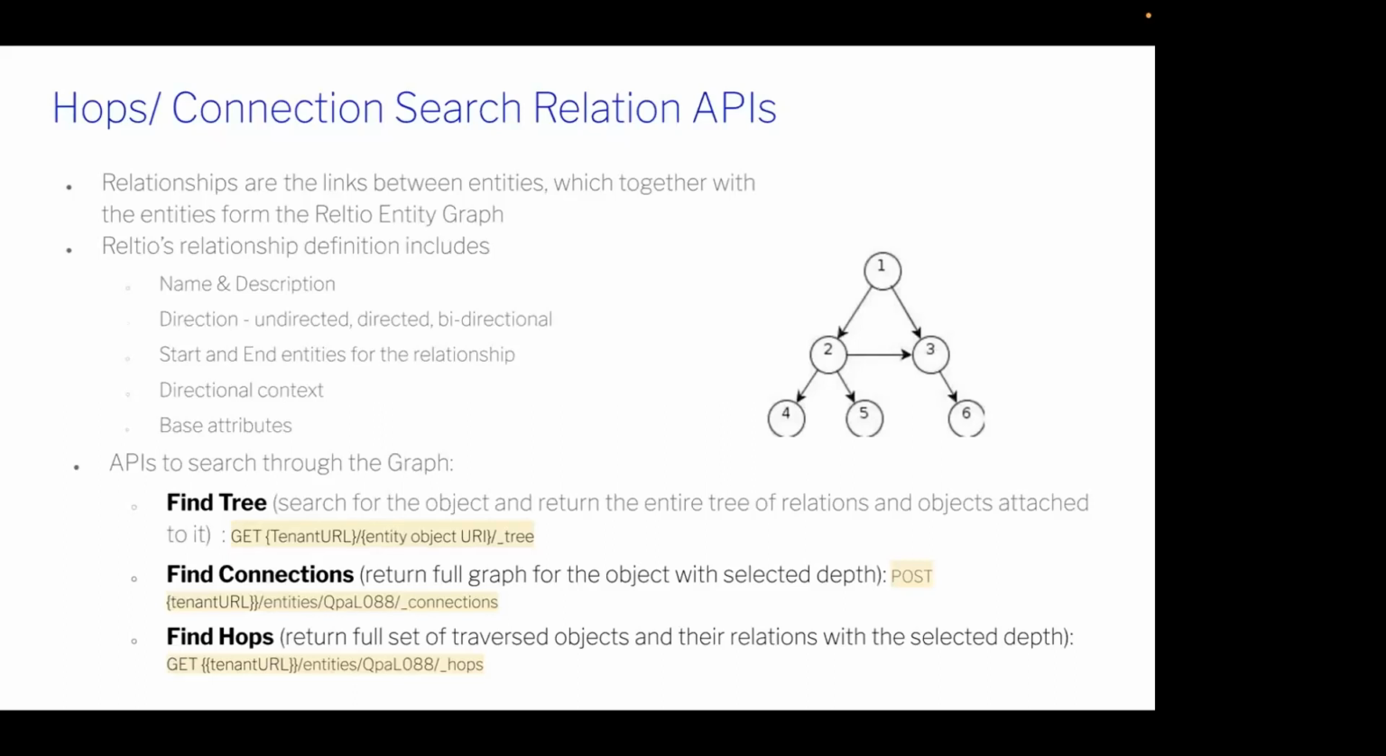We don't have search relations, connections or hops, I should say, in the UI. API search relations is available through our UI, but hops and connections is not. This same API is used in the UI when you build the graph view. Basically, the graph view is built based on these three APIs. Next slide.